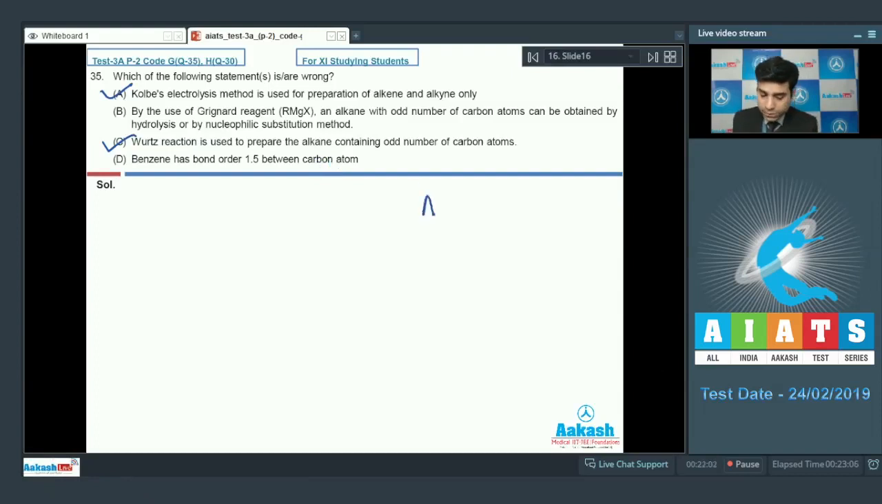So the correct answer for this question are option A and C only. Now let's move to the next question.